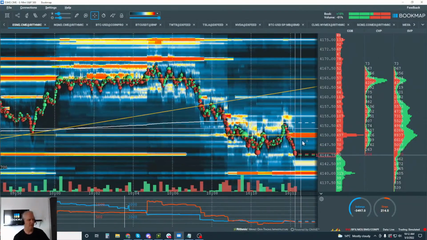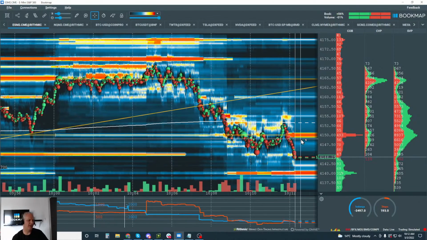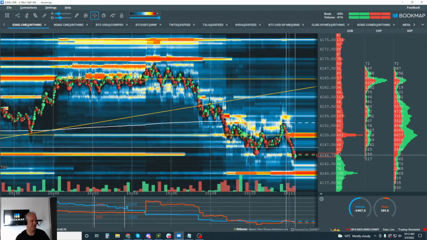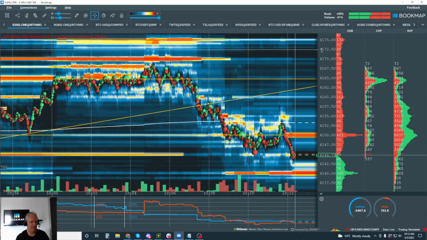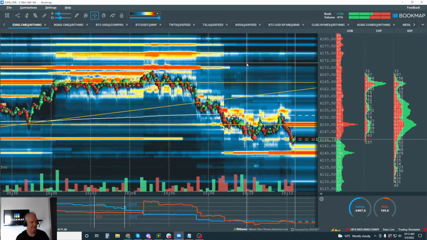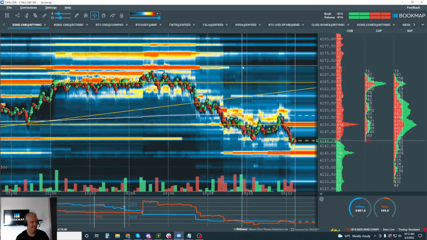Boy, that offer is really showing up more here. We're not finding buyers. It's repelling buyers. So we're still looking for a 40 level down here. Lows of the cash session to be tested here.